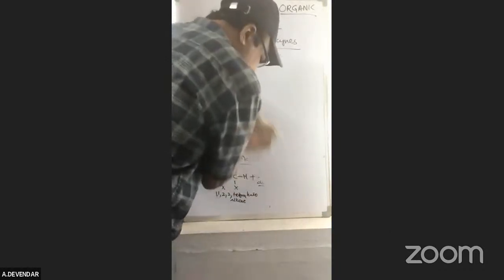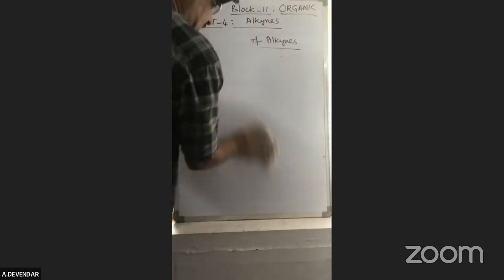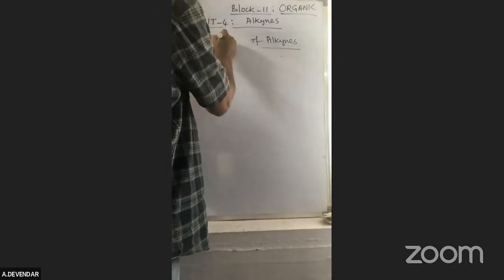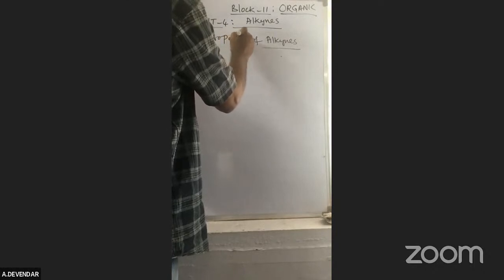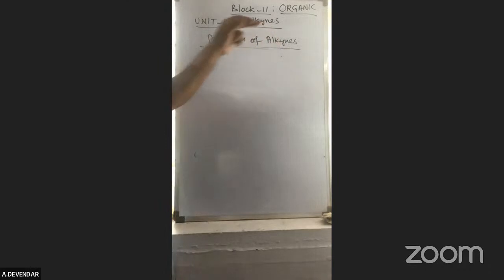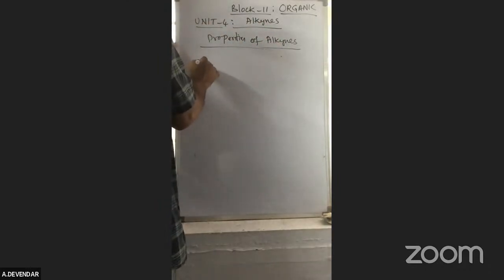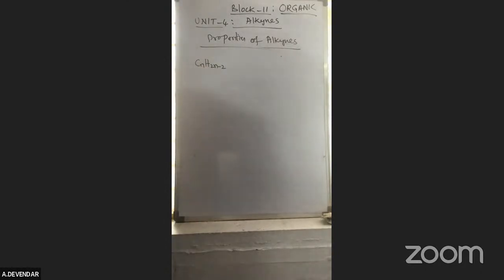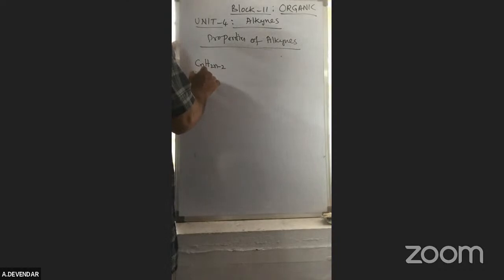In the properties also, I will give the clue. You can write the properties easily, definitely any one of you. Why? Because I want the alkynes. What is the formula of alkyne? CnH2n minus 2. CnH2n minus 2 is called alkynes. It is the general formula.